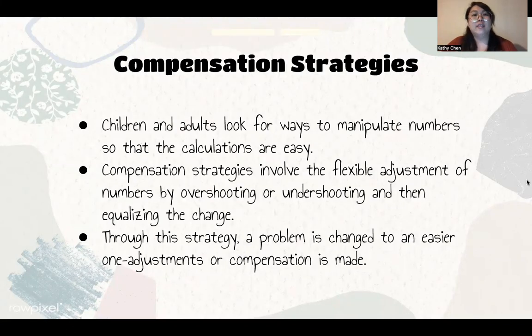Okay, so compensation strategies. Children and adults look for ways to manipulate numbers so that the calculations are easy. Compensation strategies involve the flexible adjustment of numbers by either overshooting or undershooting and then equalizing the change. Through this strategy, a problem is changed to an easier one, so adjustments or compensation is made.